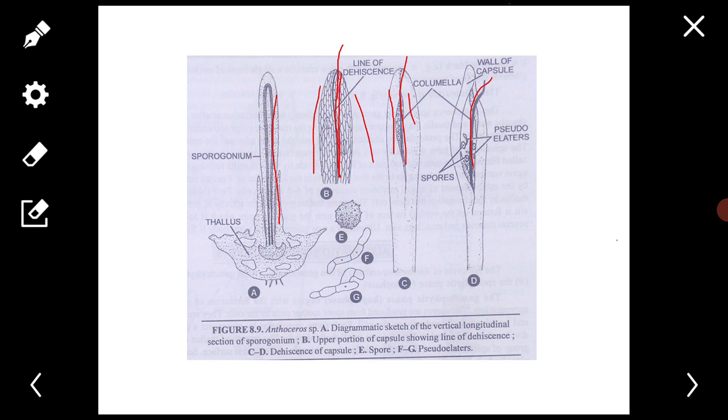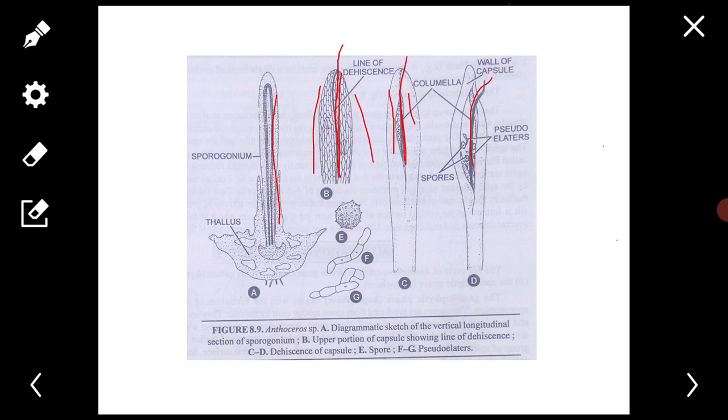Next, loss of water from the wall of the capsule, spores, pseudoelaters and columella. Loss of water from all of these makes their cells shrink, and because of the shrinkage, the slit splits in one of the dehiscence lines.